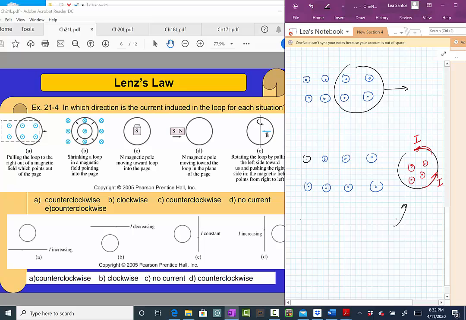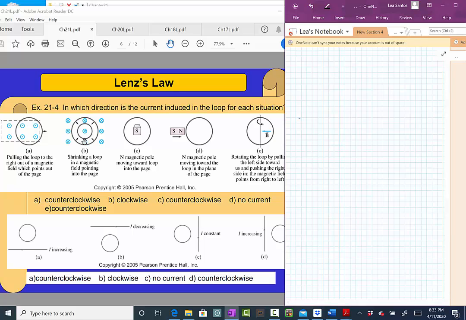So the answer for this problem is the direction of the current is counterclockwise. And how do I know that? Why is it counterclockwise? Well, to understand that, you have to use your first right hand rule. Now, put your thumb along the current and use your 4 fingers to see that this will mean magnetic field coming out of this loop. Okay, so this is problem A. Let's see the next one, the problem B.